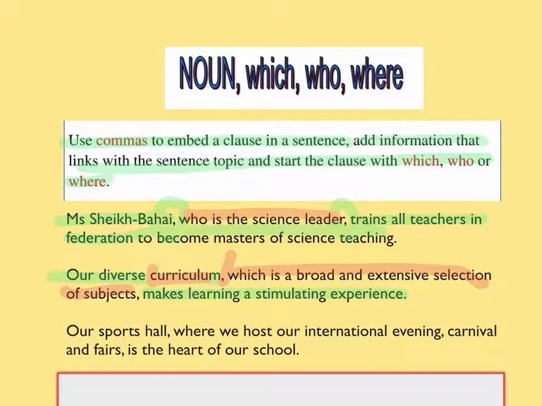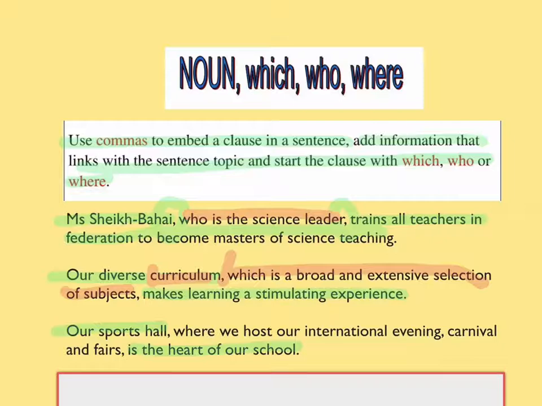Our sports hall, where we host our international evenings, carnival and fairs, is the heart of our school. Can you spot the main sentence, the main clause? Our sports hall is the heart of our school. If I read it like that, it makes sense on its own. It's got a capital letter, a noun, a who, it ends with a full stop, and it makes sense on its own. Now I'm adding information.